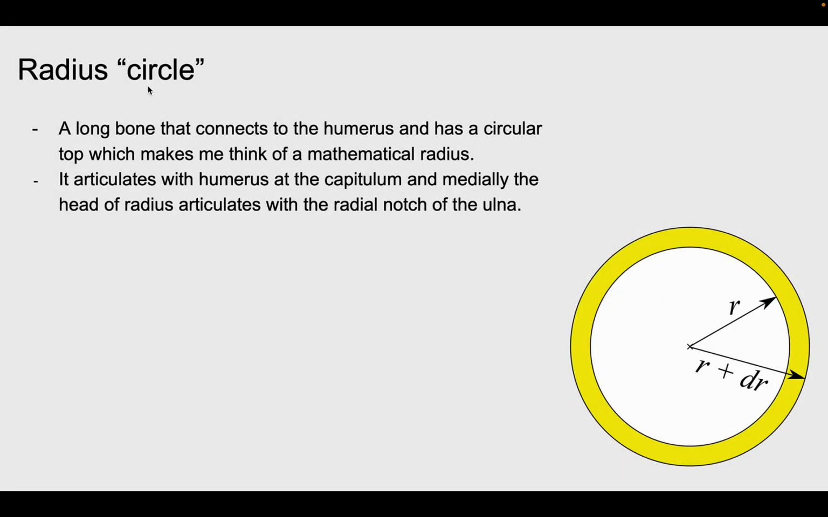Now, moving on to radius. It is a long bone that extends to the humerus and has a circular top, which makes me think of a mathematical radius. It articulates with the humerus at the capitulum, and immediately the head of the radius articulates with the radial notch of the ulna.